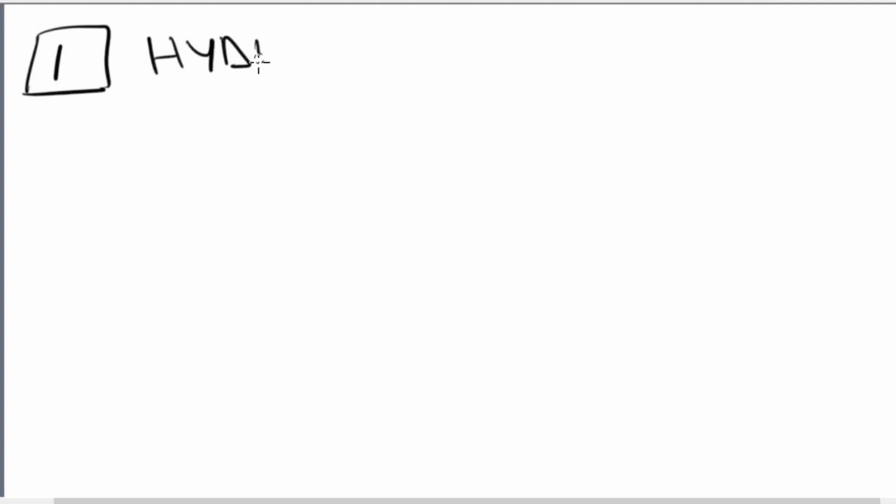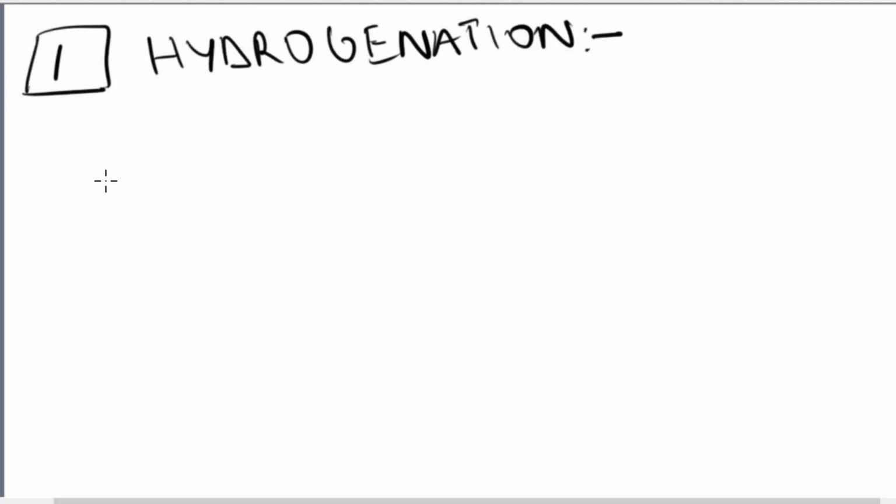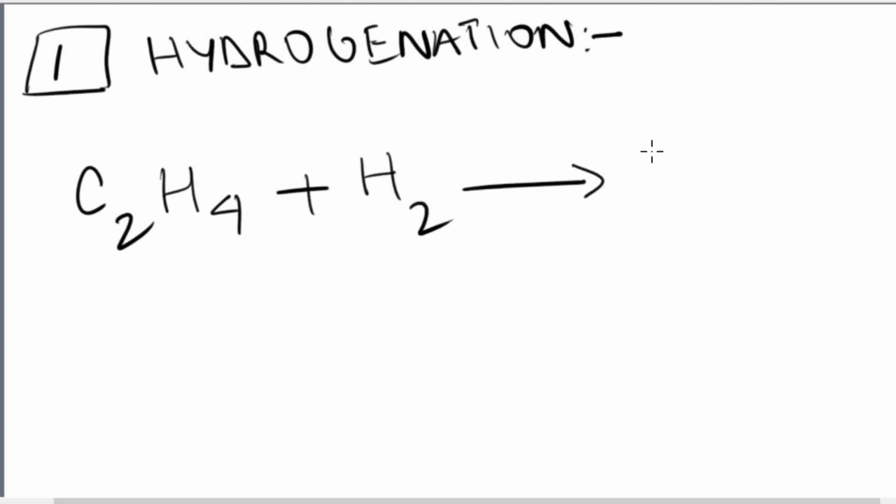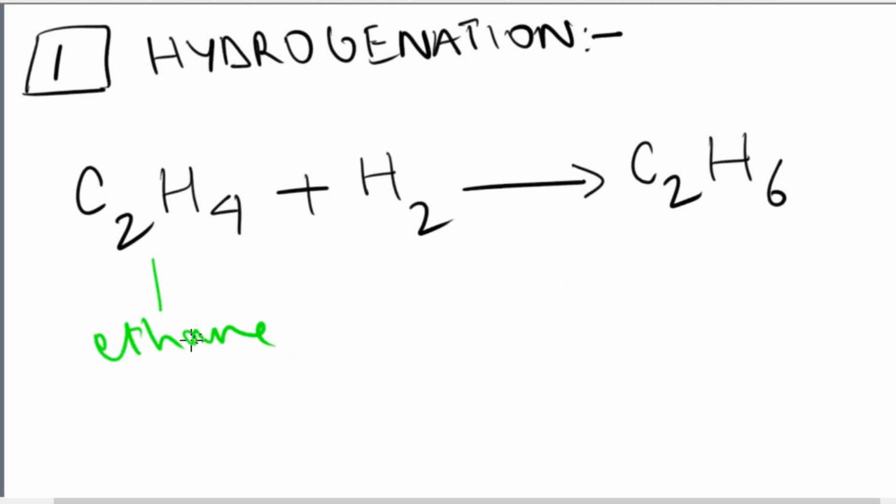Okay, starting with hydrogenation. It is just adding hydrogen to the alkene. So for example, let's take ethene plus hydrogen. It will give us the alkane. So it goes from alkene to alkane, ethane.